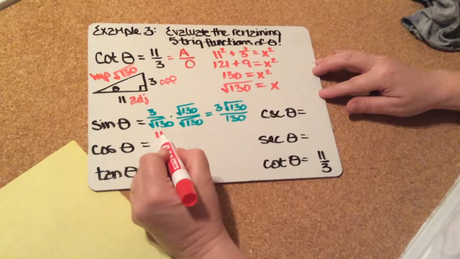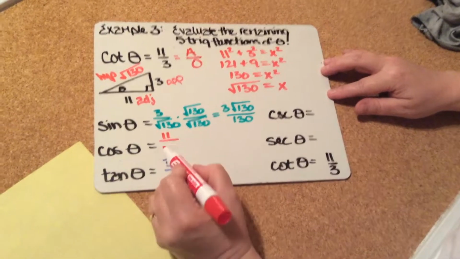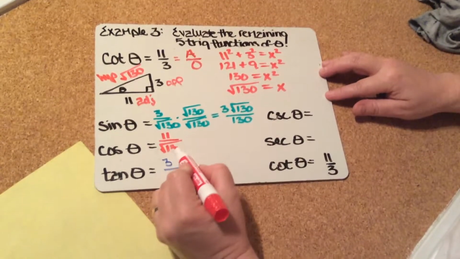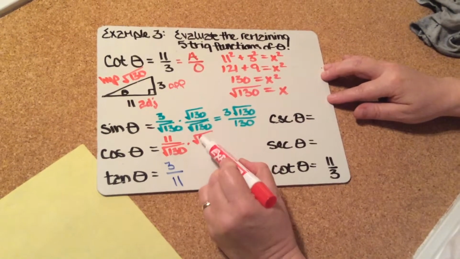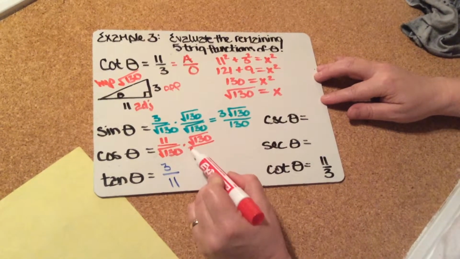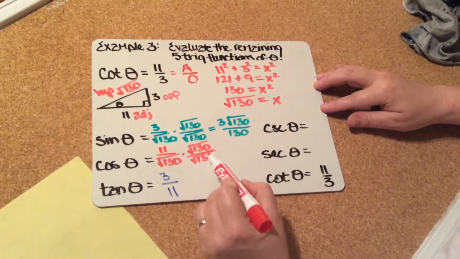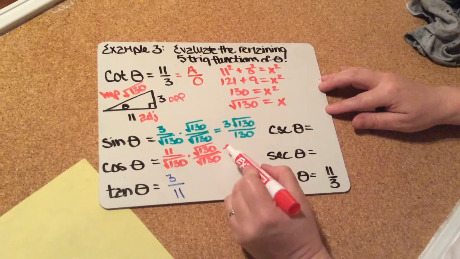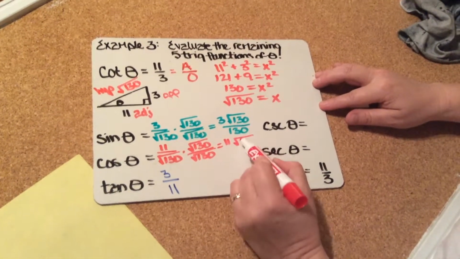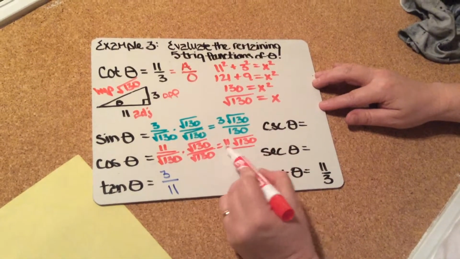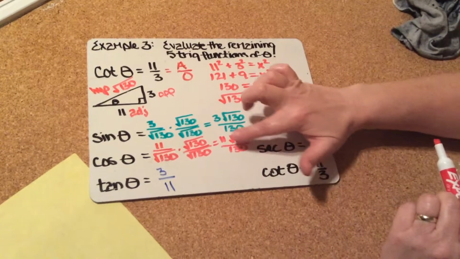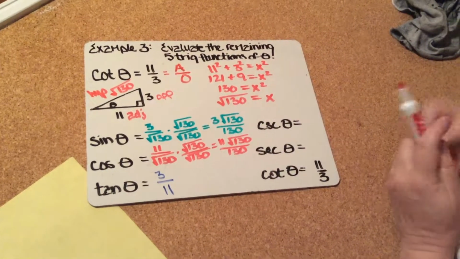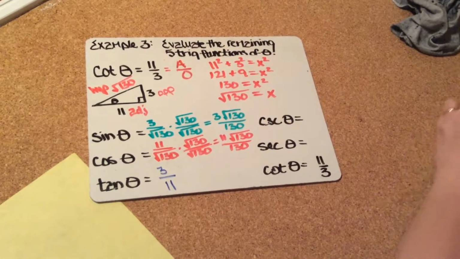Okay, for cosine then, cosine is adjacent over hypotenuse. Adjacent on our triangle is 11. Hypotenuse is still square root of 130. Again, can't have that radical there, so we're going to rationalize. Multiplying numerator and denominator by square root of 130. That leaves me with 11 square root of 130 all over 130. Again, check to see if your fraction will reduce at all. This one doesn't, so I know I'm done with cosine.